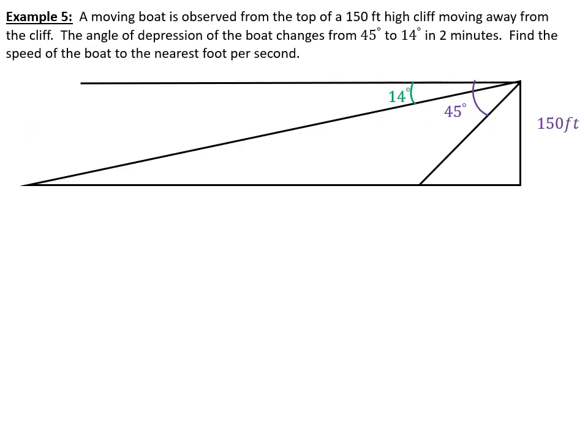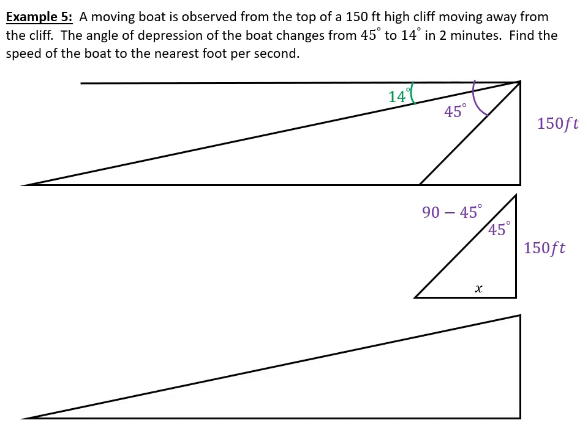Now, a little bit more application type. We've got a boat observed from the top of a 150-foot high cliff moving away from the cliff. The angle of depression of the boat changes from 45 degrees to 14 degrees in 2 minutes. Find the speed of the boat to the nearest foot per second. Well, we've got a couple triangles. We've got this first one where how far away from the cliff it happens to be is x, because we don't know that distance. And we know that the angle of depression is 45 degrees, so to figure out what angle is left, 90 minus 45 is 45.